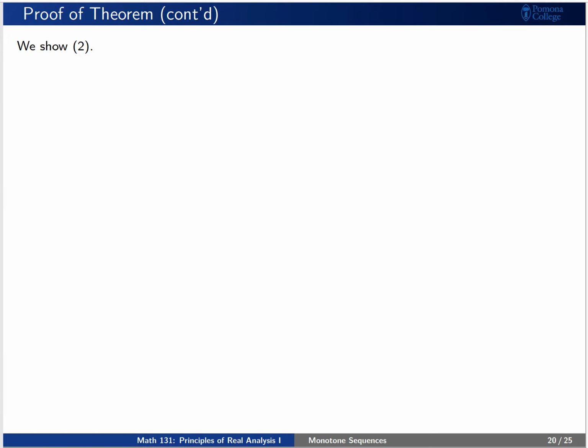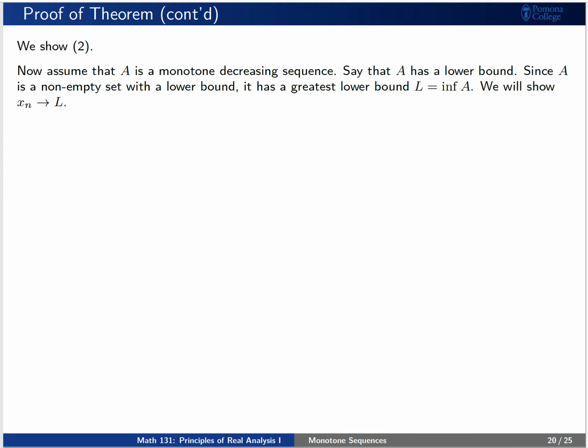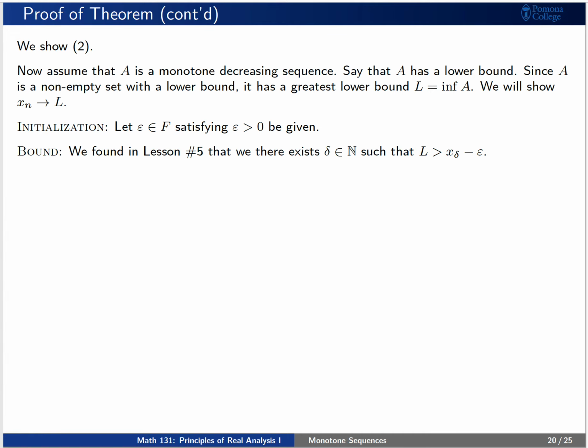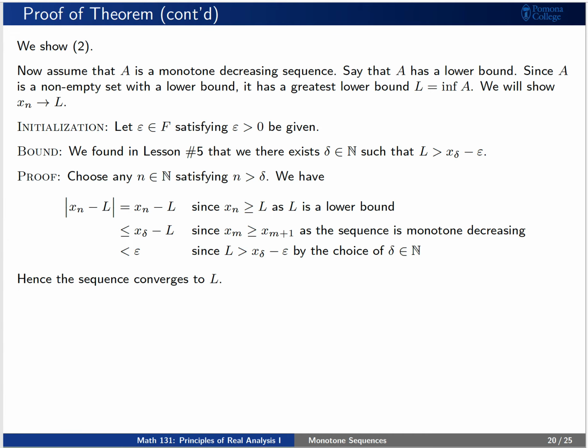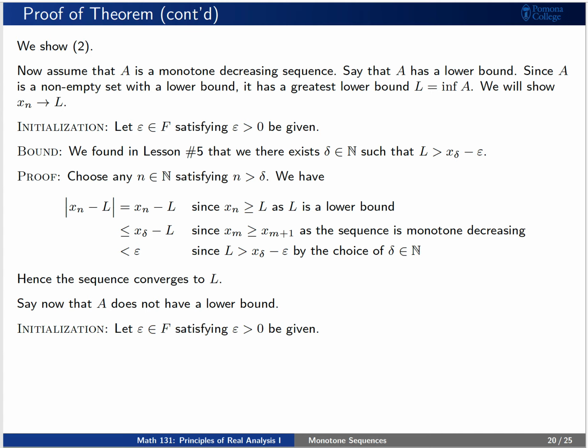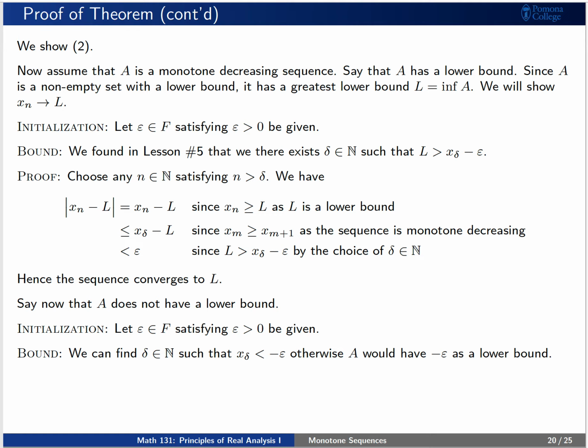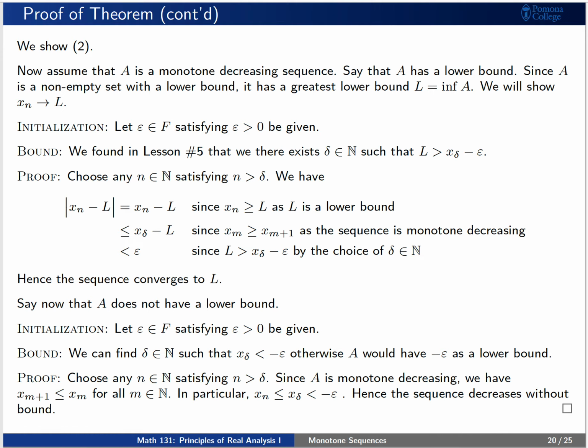Now we can show the second statement about decreasing sequences. This proof is almost the same. Now we just simply replace supremum with infimum, and the proof pretty much works almost the same way. There's just a few minor sign changes. If A does not have a lower bound, then pretty much we can go through the exact same argument. Now we just have to flip around the sign, and instead of looking at x delta greater than epsilon, we need to say that x delta is less than negative epsilon. And again, the proof works out almost the same way.